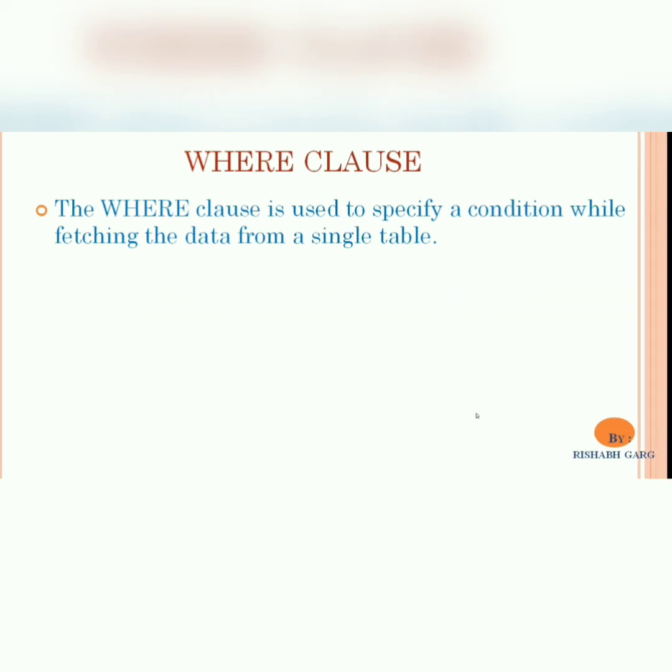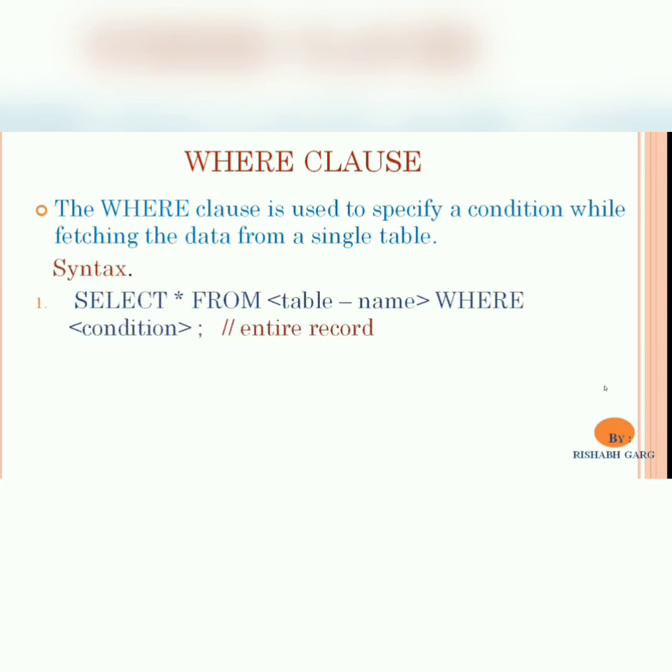To display the entire records, we use the following syntax. First we will write the same syntax which we have learned for entire record, that is select star from table name. Then after we will use the where clause along with the condition that will be given in the query, and at last we will use the semicolon for terminating our command.